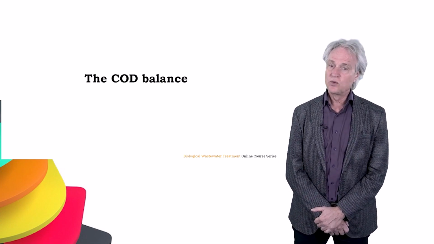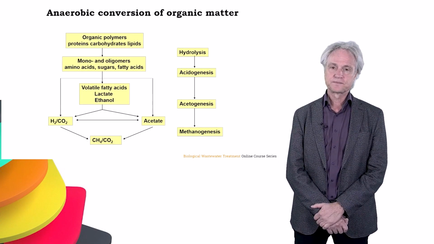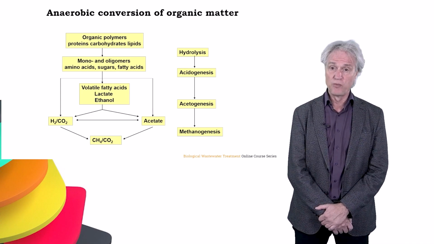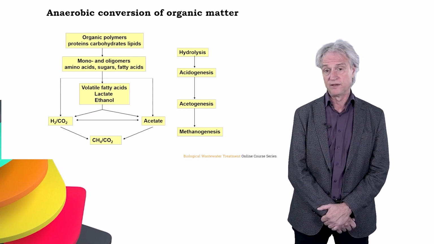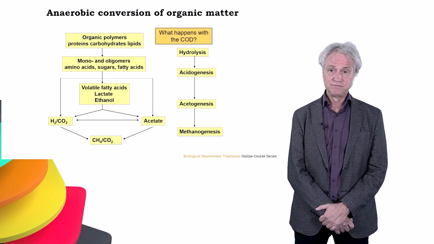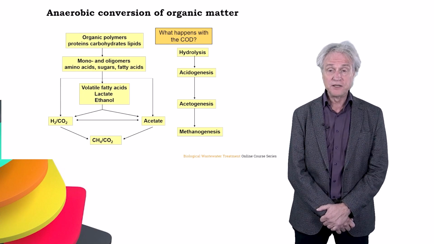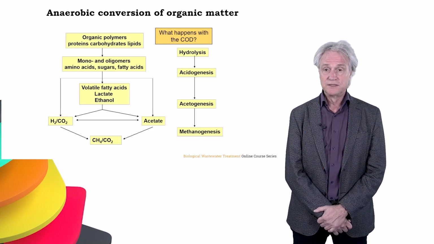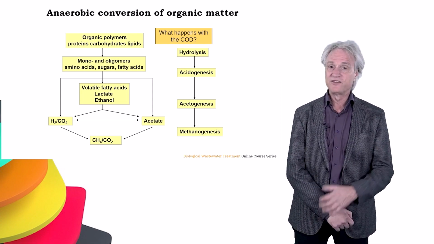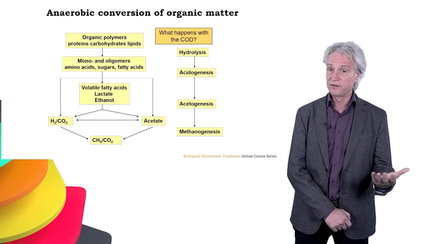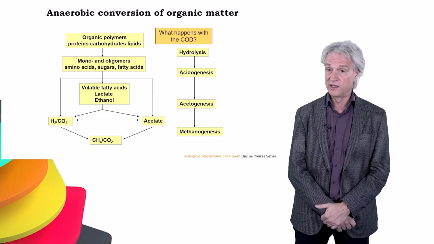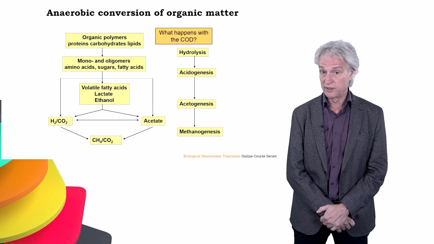Now let's proceed with the COD balance. Do remember the stepwise degradation of complex organic matter into methane and CO2. What happens with the COD? Indeed, nothing. The COD is still there. We only have a conversion of the type of COD. Complex organic matter is simplified to very simple compounds, and in the end, all the COD is in methane.